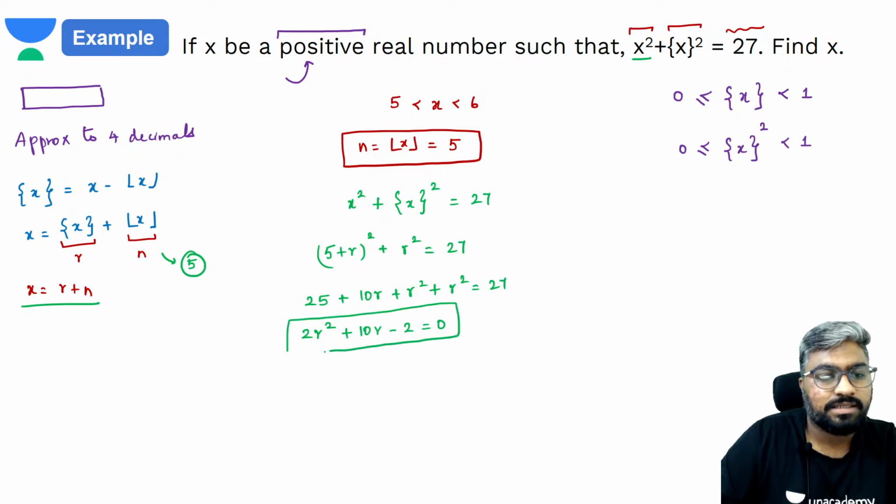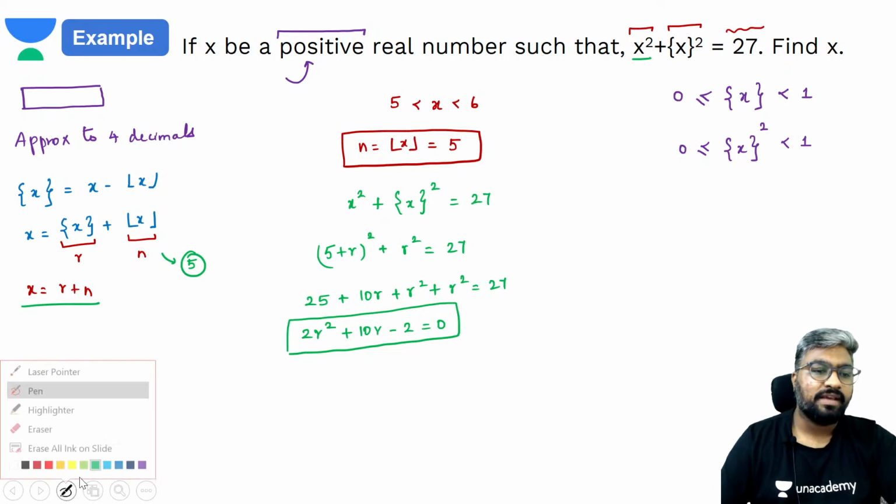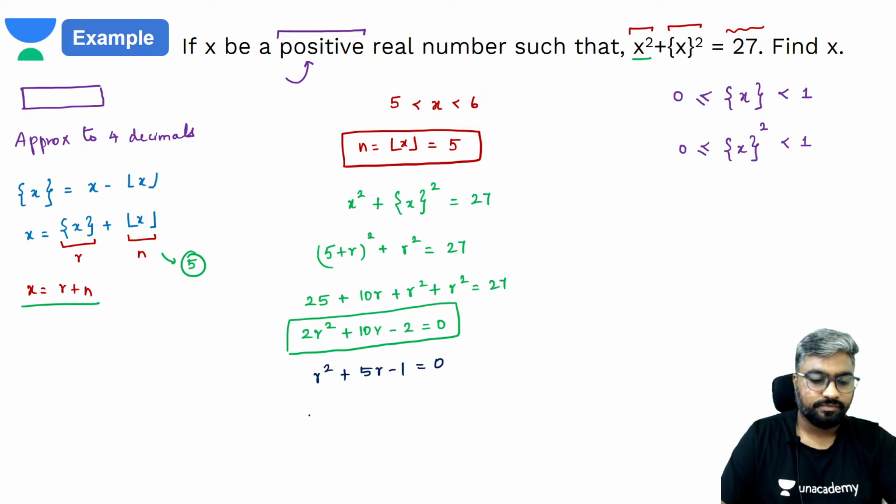Do you all agree with this? Is this equation clear? Now to solve this, we know we can't factorize it. We can't factorize it, so what will we do? We will go by the quadratic formula, minus b plus or minus. To make it a little simpler, first divide this by 2. If I divide this by 2, it becomes r square plus 5r minus 1 is 0.